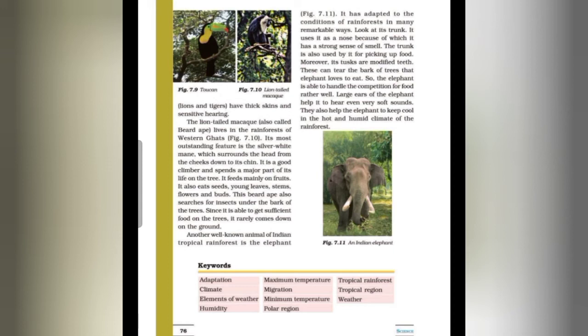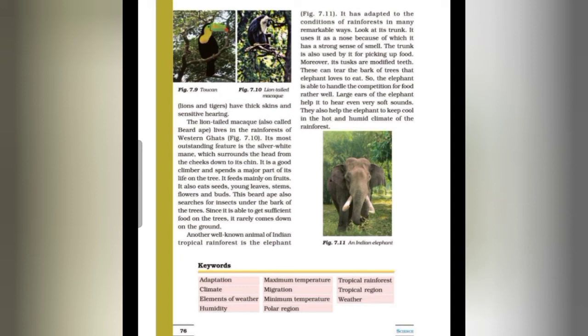It also eats seeds, young leaves, stems, flowers and buds. This beard ape also searches for insects under the bark of the trees. Since it is able to get sufficient food on trees, it rarely comes down on the ground. So the monkeys are well adapted to live on the trees in tropical rainforest.